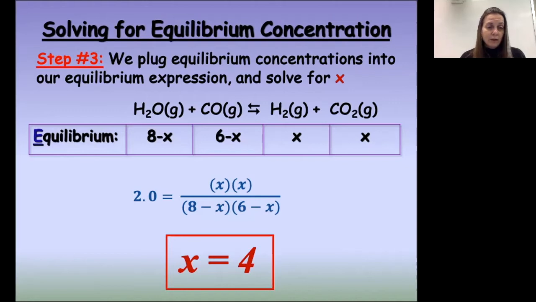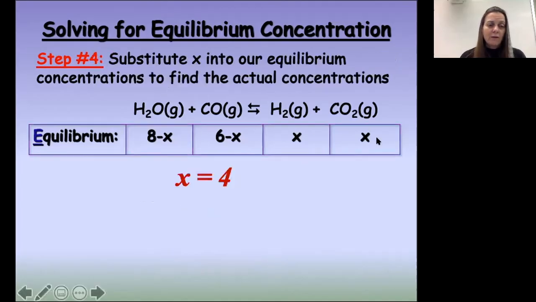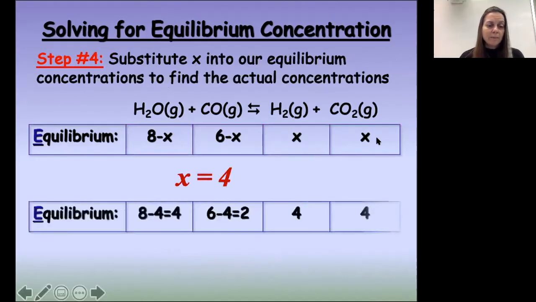And we're almost done. We now know what x is, but we want to know what the concentrations are at equilibrium. So we need to plug this x back into these little equations and find that at equilibrium, there are 4 molecules of water, 2 molecules of carbon monoxide, and then 4 molecules each of hydrogen and carbon dioxide. So pretty simple algebraic manipulations here.